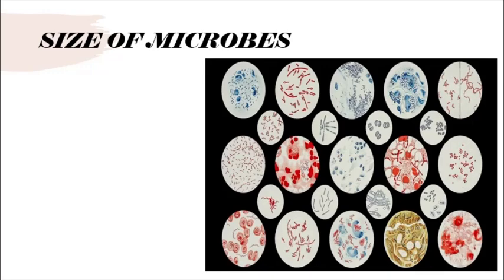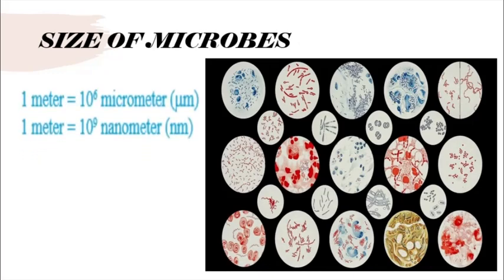So, to measure microbes, we use the unit micrometer, that is µm, and nanometer, that is nm. And 1 meter is equal to 10^6 micrometers, whereas 1 meter is equal to 10^9 nanometers.